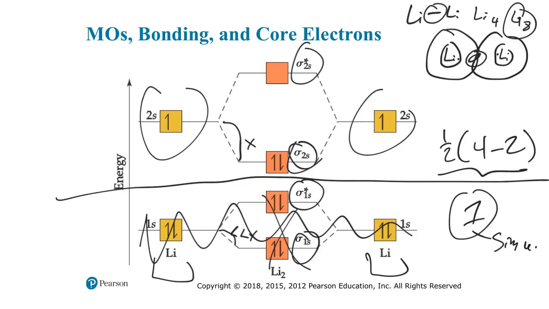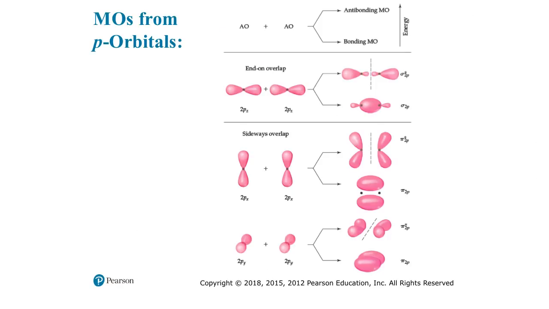Or, we're going to stay with a gaseous molecule, which is H2. For H2, we're going to end up with a bulk structure for something like lithium forming a solid at room temperature. Okay, so let's think about p orbital overlap.